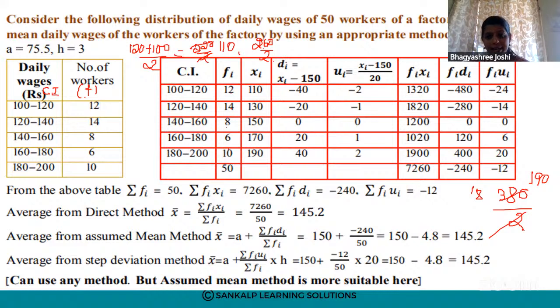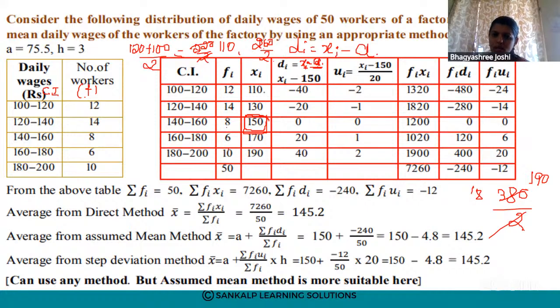Now calculate di. Di can be calculated by using xi minus A. Remember, xi minus A, where A means the assumed mean. So which one is the assumed mean here? There are 5 data values, right? In that, the middle one I will take as the assumed mean, that is A. So di is equal to xi minus A, where A is the assumed mean here. Xi you have already calculated, right?